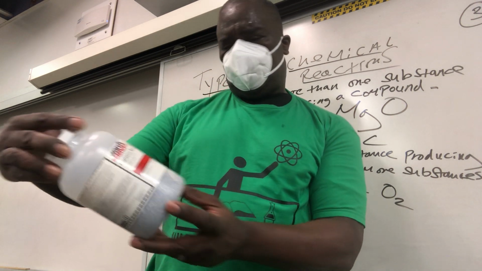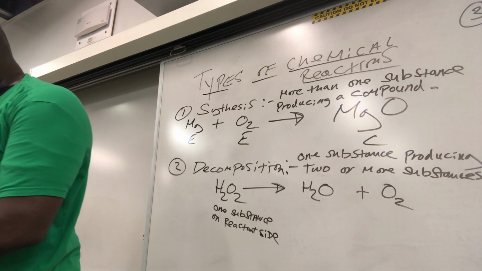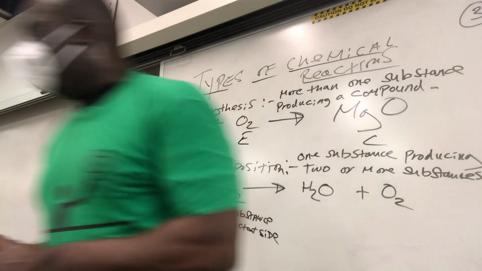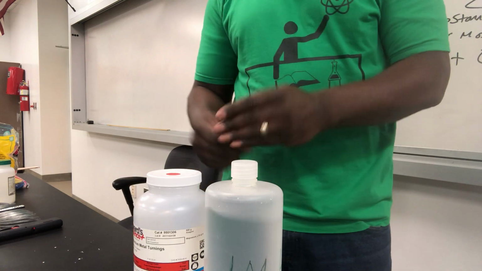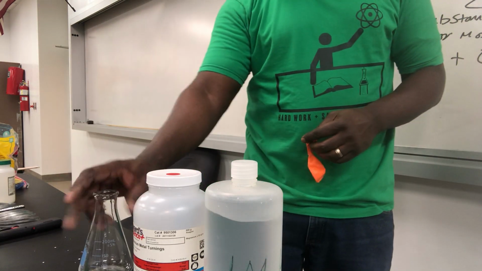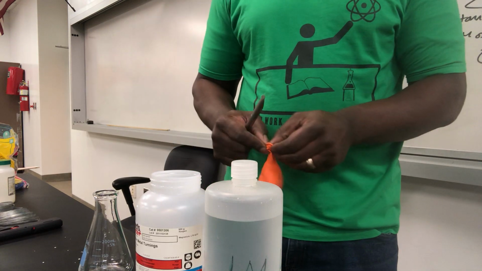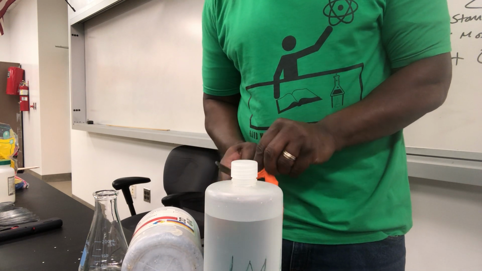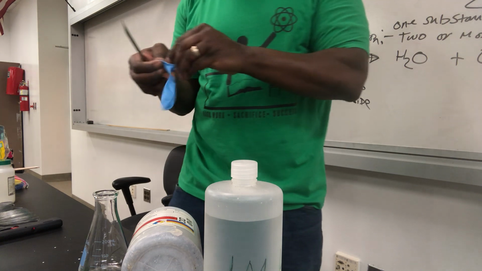I have some magnesium metal turnings here. I have a balloon, and I have an Erlenmeyer flask. So my acid, my magnesium, my balloon, and my Erlenmeyer flask. What I'm going to do is scoop some of this magnesium and put it inside of the balloon. Let's see if I can do this. Oh, goodness. Let me get another balloon. That one doesn't want to cooperate.